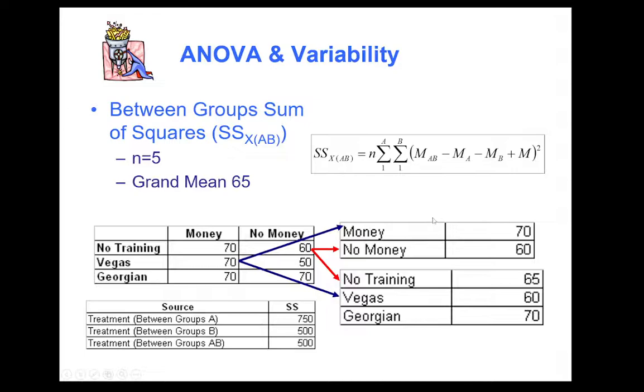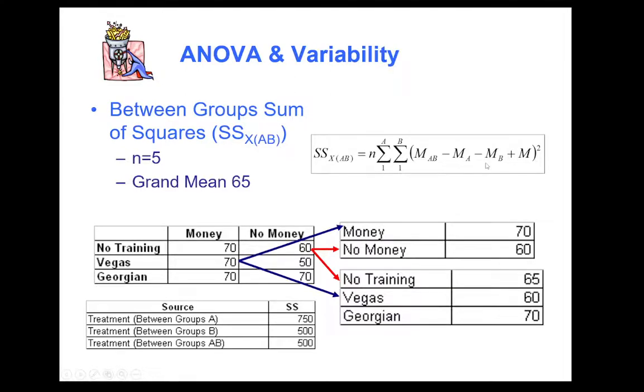And then I do my ugly calculation here. So I'll just walk through the example I have here. I take the money Vegas, which is 70, minus the mean for the money, which is 70, minus the mean for the Vegas, which is 60, plus the 65. So let's just walk through it. Let's see if I can do this in my poor brain. So 70 minus 70 is 0.